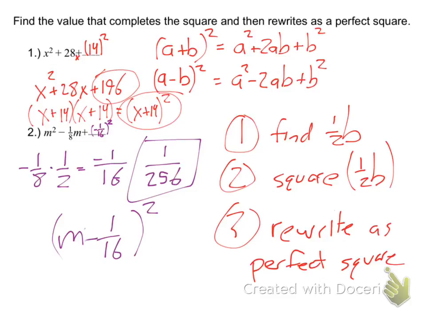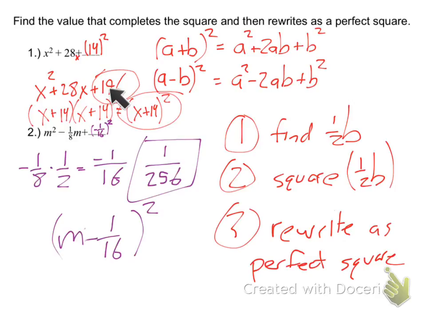Guys, that's probably the most difficult part of completing the square, is recognizing that. If you can recognize and you're okay with that, the next step is to solve by completing the square. And if that's the case, notice what I'm doing here. I'm adding 196 to this side. Can everybody see that? I'm adding 196 here. If I add 196 to a side of an equation, what else do I need to do? Add it to the other side.